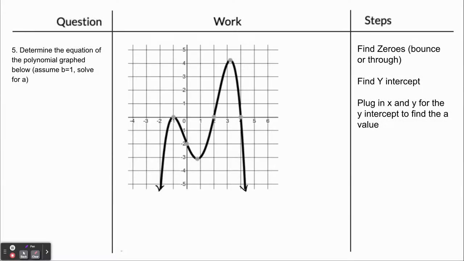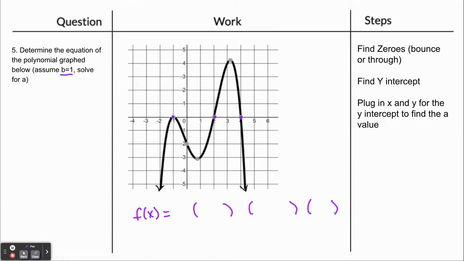Here we're asked to determine the equation of the polynomial graph, given that b is equal to 1. So the first thing I'm going to do is look at the zeros. I see that there are 3 times in which this graph touches the x-axis. What that tells me is that my function is going to have 3 sets of parentheses. It doesn't necessarily tell me the degree, just the number of parentheses I'm going to have.